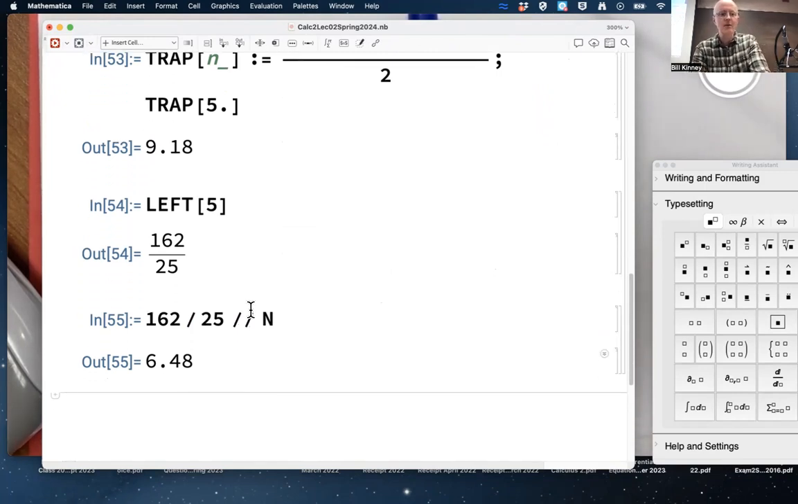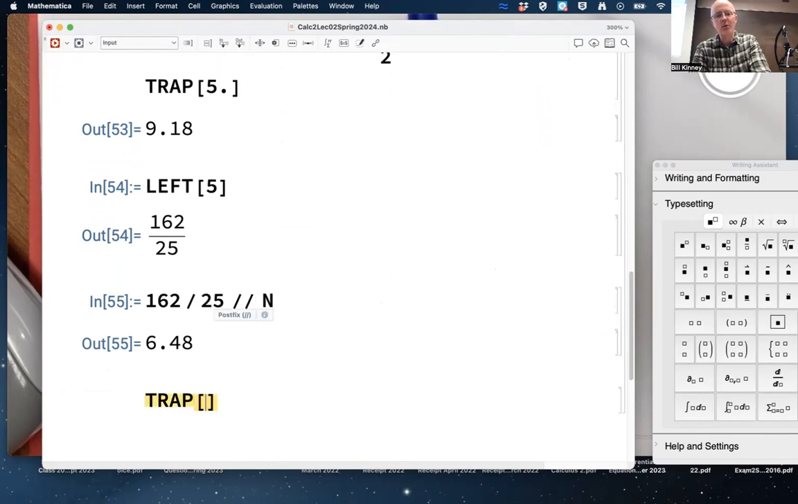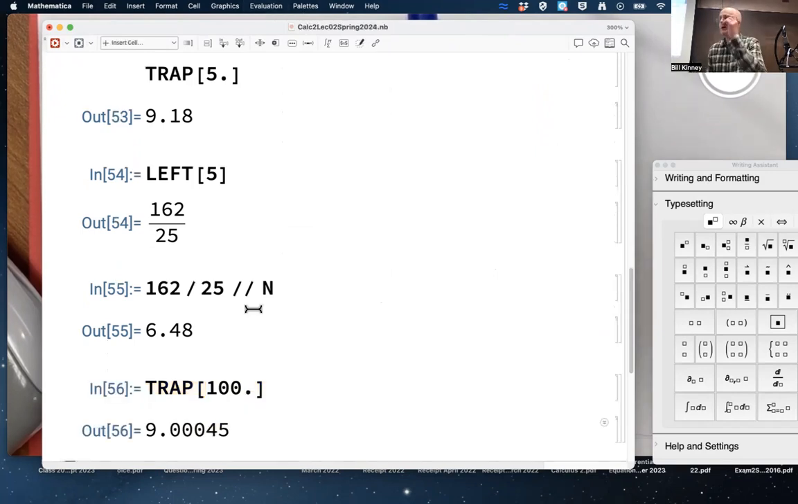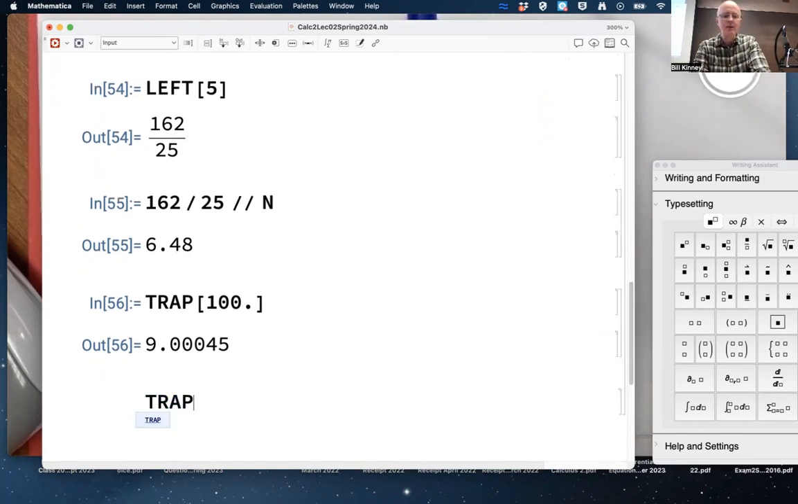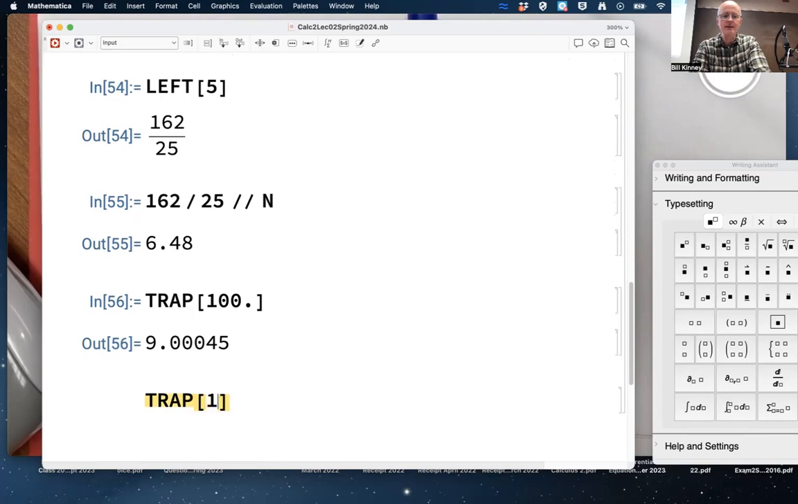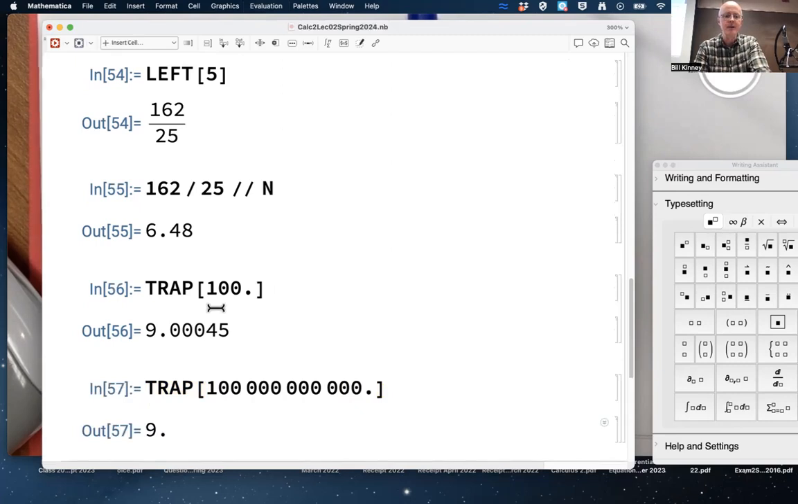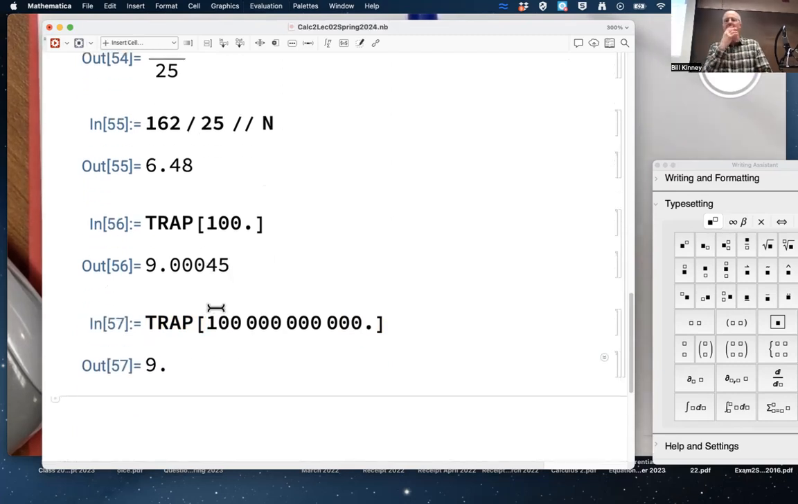Oh, so does this confirm that the answer is 9? It's certainly no proof of it. What if I did trapezoid rule with n equal to 100? It's really, really close to 9. Okay, what if I did trap with n equal to, say, 100 billion? 9. That's a lie. Okay. What do I mean by lie? It's really not exactly 9 yet.